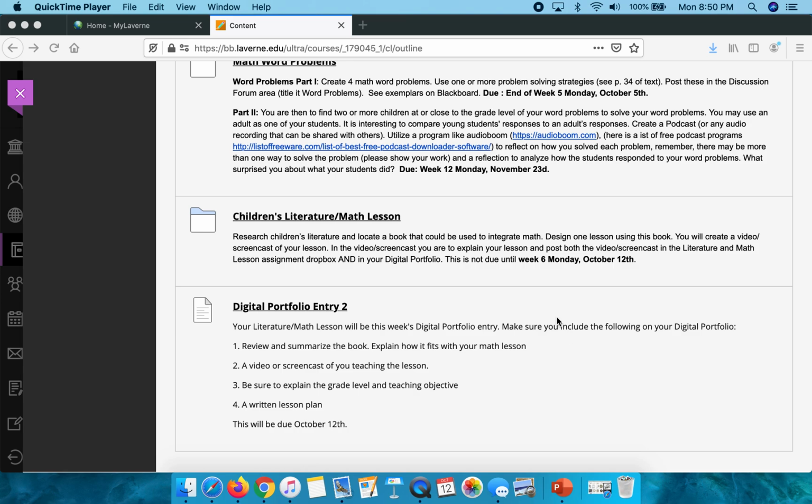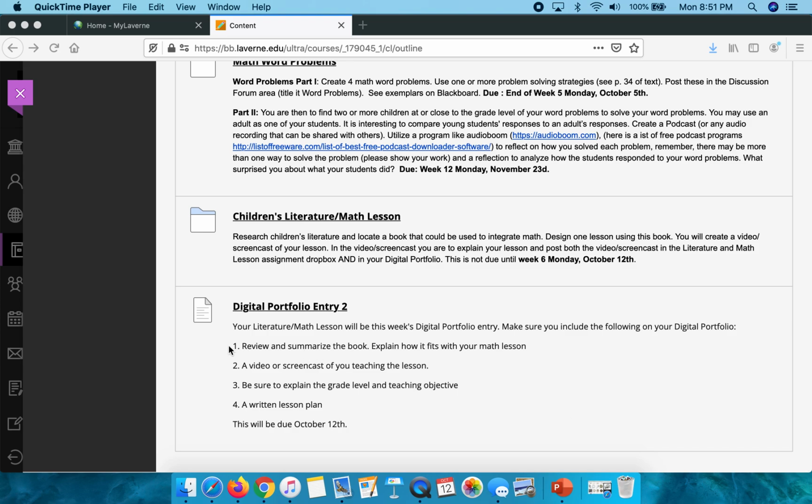In this entry, as well as the children's literature math lesson, we're going to be including: number 1, review and summarize the book, and explain how it fits in your math lesson. Number 2, a video or screencast of you teaching the lesson. Number 3, be sure to explain the grade level and teaching objective. And number 4, a written lesson plan.